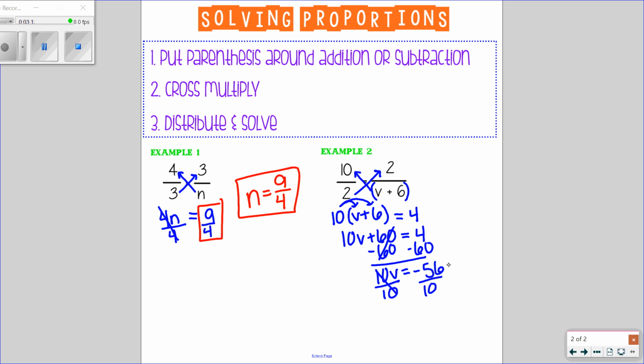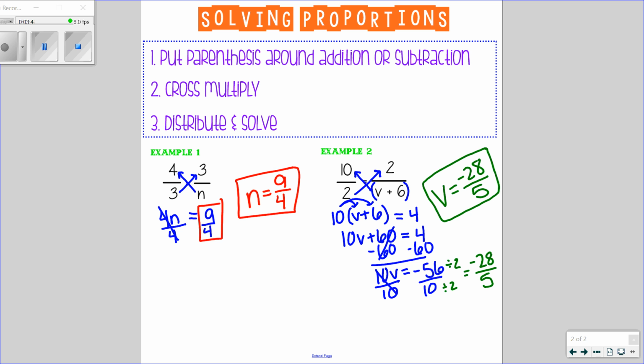So let's see, I think we can divide them for sure by 2. So we get a negative 28 over 5. Yep, that looks pretty good. Nothing else can go into negative 28 or 5. So our answer is v equals negative 28 fifths. Now, sometimes in your homework from now on regular equations, you might also end up with fractions, but that's totally okay because you know how to do them.